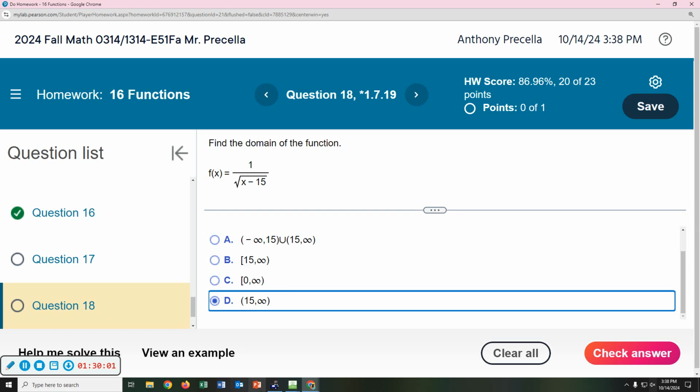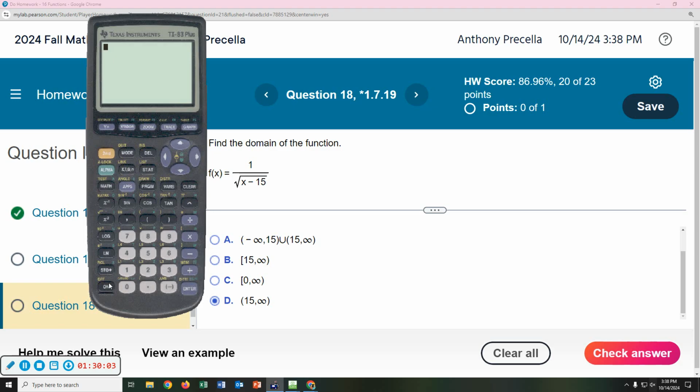If you plugged in that 15, you'd get 1 over 0. If I went 1 divided by the square root of 15 minus 15, it's about to give an error warning. Why? You're dividing by 0. So we can't plug 15 in.